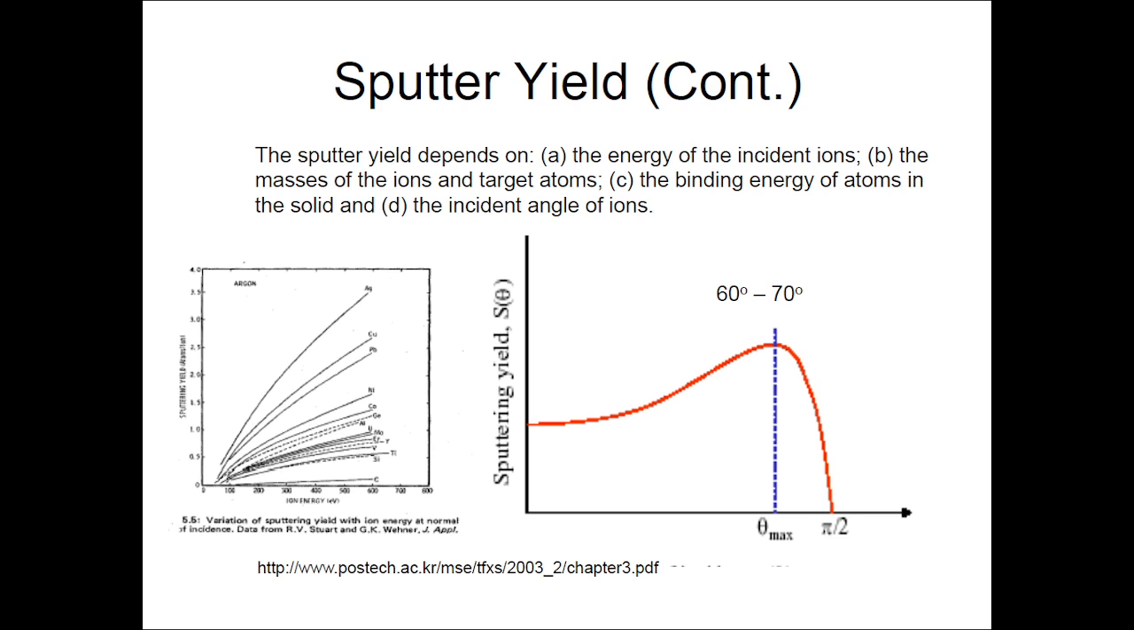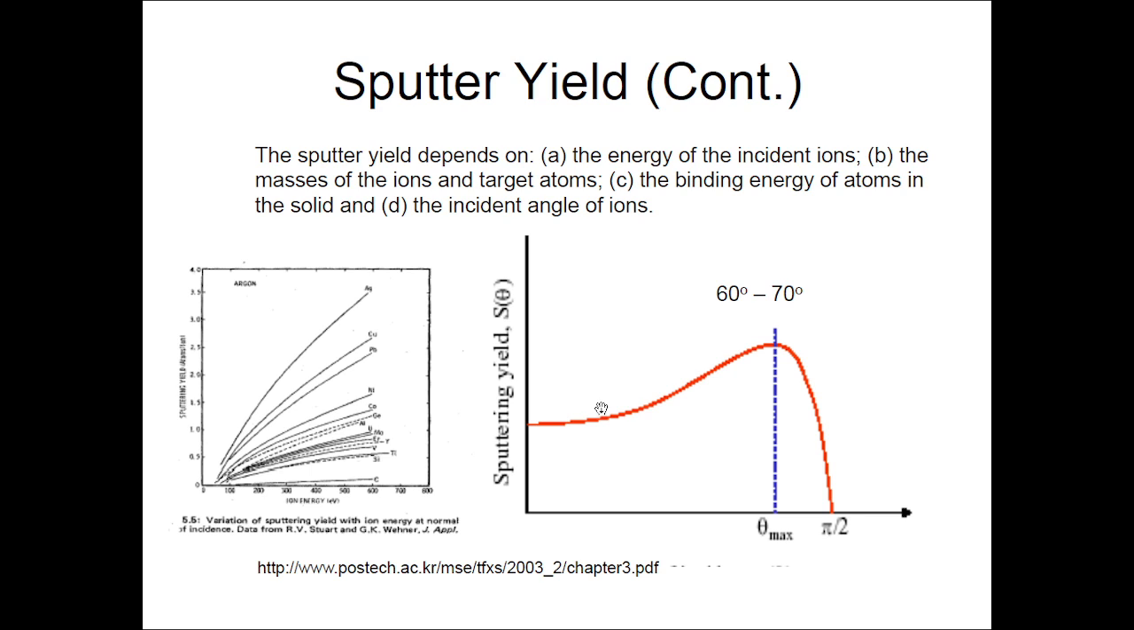Okay, now you can see here the sputtering yield depends on four parameters. One is the energy of the incident ion, the second one is the mass of the ion and the target atom, and the third one is the binding energy of the atom in the solid. And the fourth one is the incident angle of the ion. So the incident angle of the argon ions also decides it.